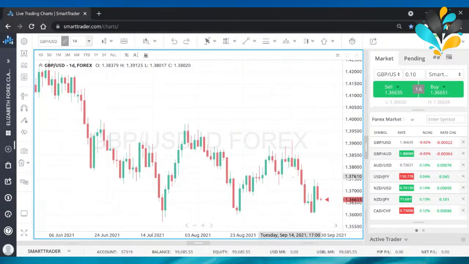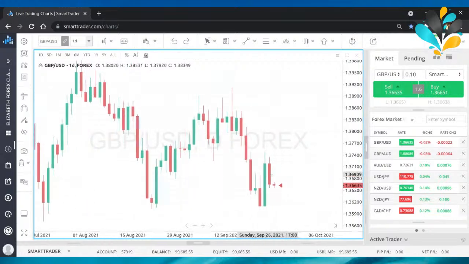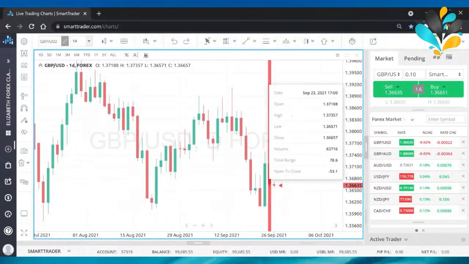If you click on any one of the candles like I did earlier in Smart Trader, it's going to show you more information. So you can see the specific price of where this candle would have started, which is called an open price. So it was 1.37188. The high, which is the highest that that candle went to, was 1.37357. The lowest that that candle would have gone to is 1.36.